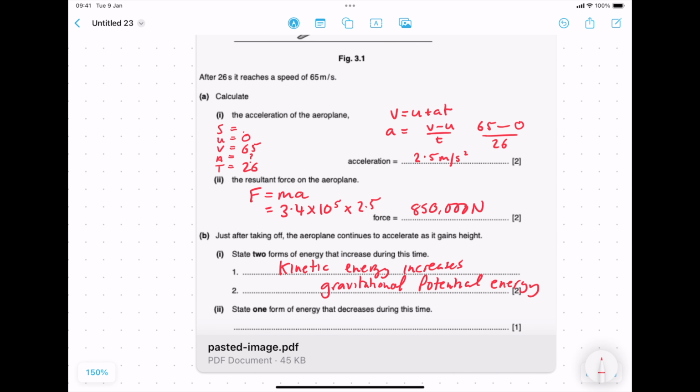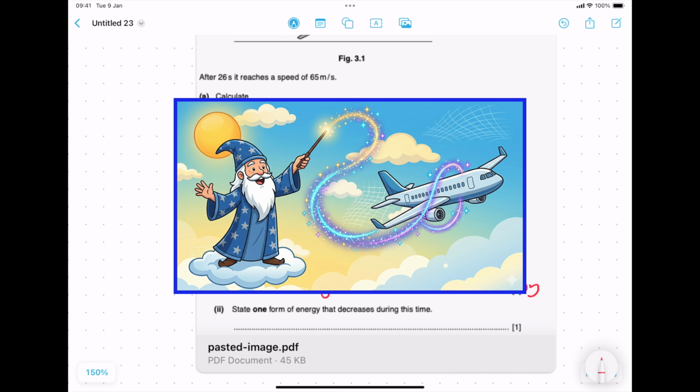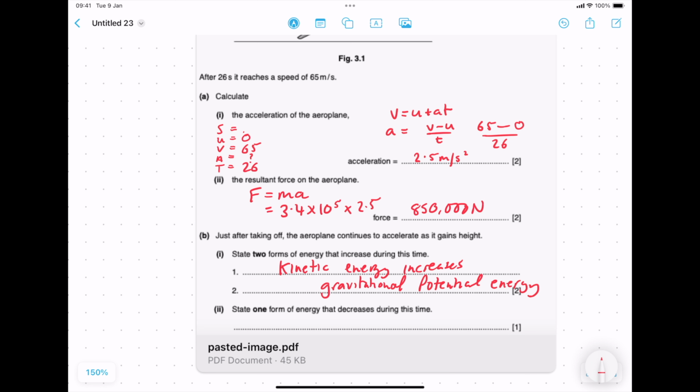Right, finally, state one form of energy that decreases during this time. So what could possibly be decreasing as this plane is taking off? Well, it's not going to fly by magic. So it's got to use something. So it's going to be burning fuel as it gets faster and faster. So therefore, the type of energy stored within the fuel is chemical energy, which is then being turned into kinetic energy and other energy transfers. The chemical energy will decrease as more fuel is burnt.